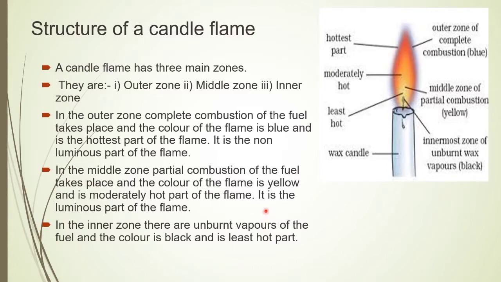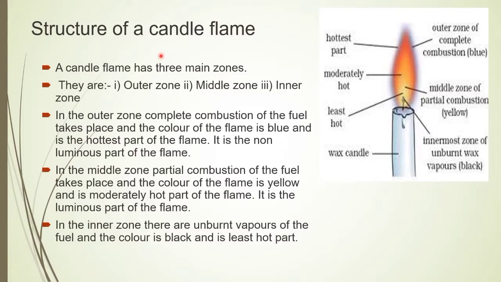And the luminous part is the one in which a partial luminous combustion of the vapor takes place with the liberation of a lot of heat energy. The energy so liberated partially decomposes the wax vapor into carbon particles. The carbon particles get very hot and emit yellowish light. The luminous zone of the candle flame is hotter than the dark inner zone. It is a hotter part, the hottest part as compared to the dark inner zone.